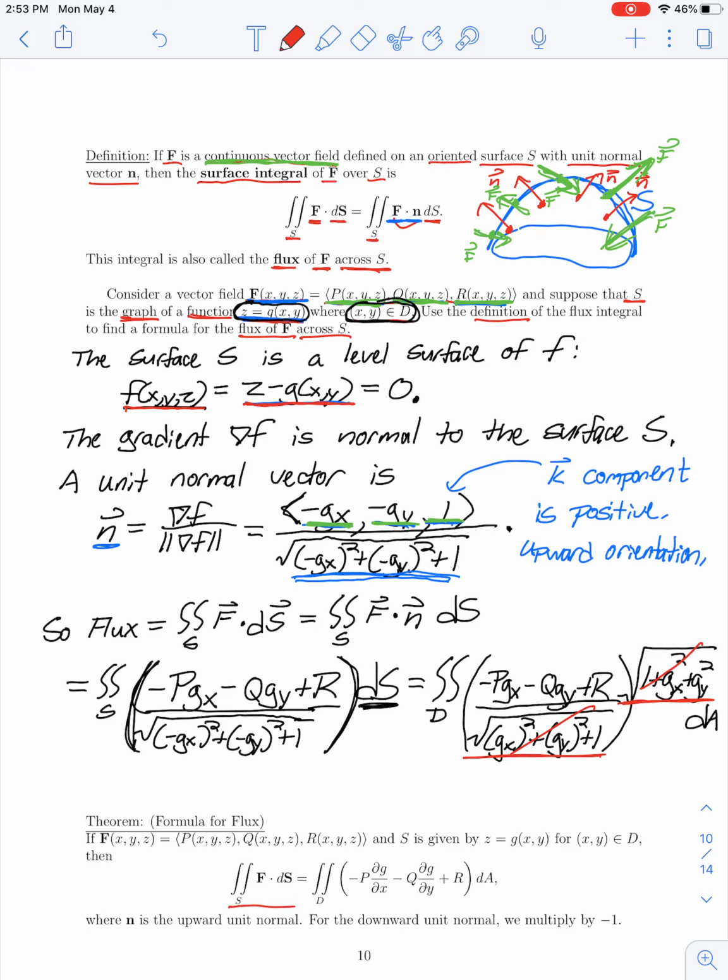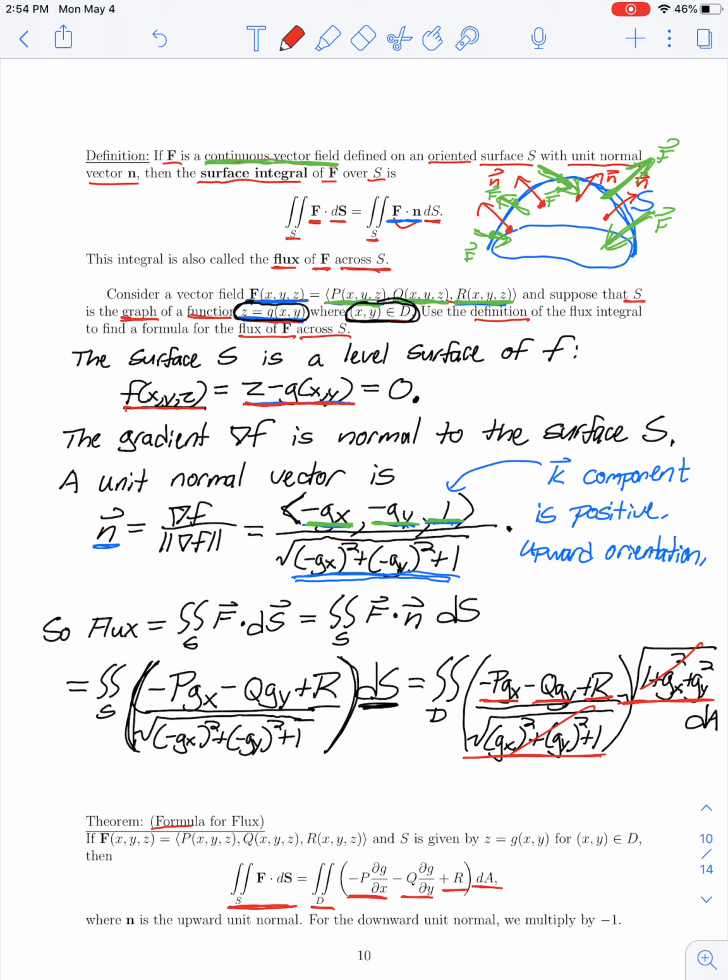So our flux integral of this vector field over the surface S can be converted to a double integral over the plane region D, which is the projection of our surface onto the xy plane. And the function that we're integrating is negative p times the partial derivative of g with respect to x, negative q times the partial derivative of g with respect to y, plus r, where p, q, and r are the component functions of our vector field. And then we're integrating this with respect to area.